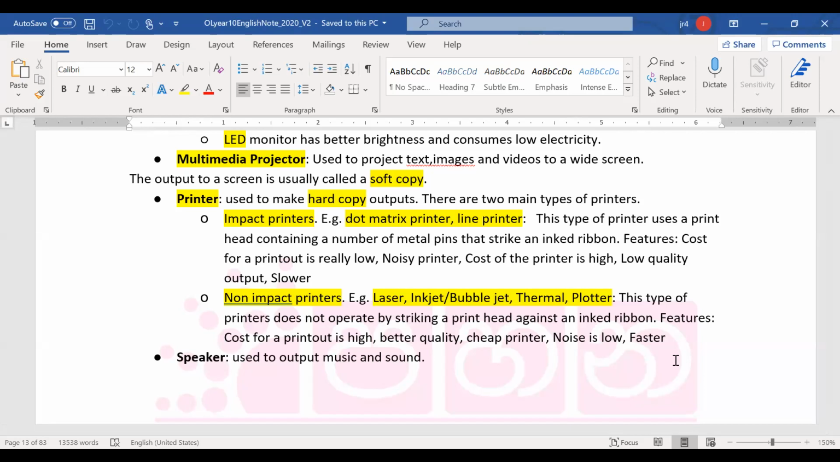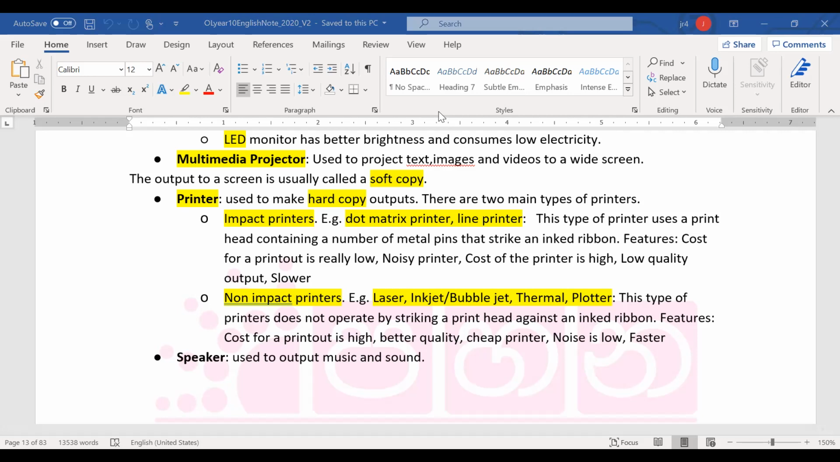Whereas there are another set of printers which we call non-impact printers. Now laser, inkjet, bubble jet, thermal, plotter. So these are considered as non-impact printers. There's no impact. Instead, different technologies are used in these printers. So let's quickly look at those things as well.